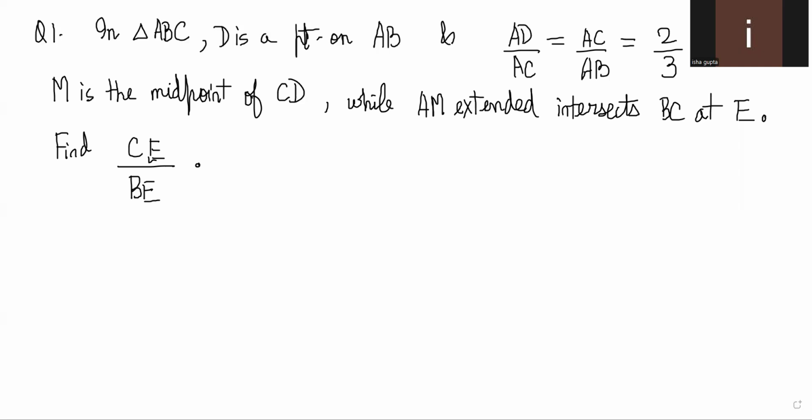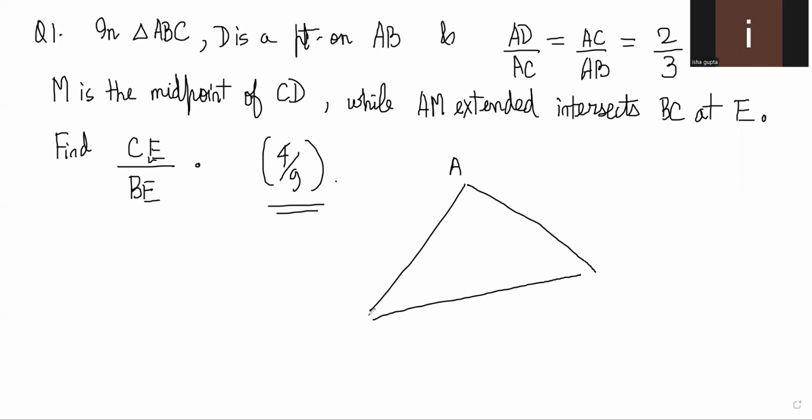I got 4/9. That's correct. 4 over 9 is correct. Is it clear what is happening? Yeah. Or do you want me to discuss this more? Sorry, just give me 1 minute. Okay, yeah, I got it. Sure, no, we don't need to discuss it.